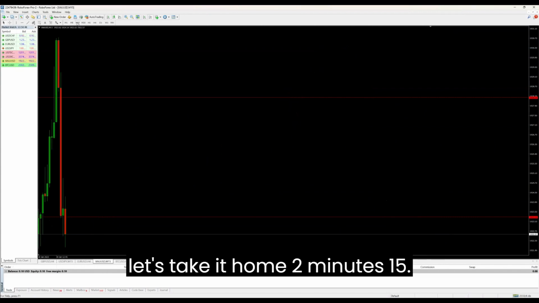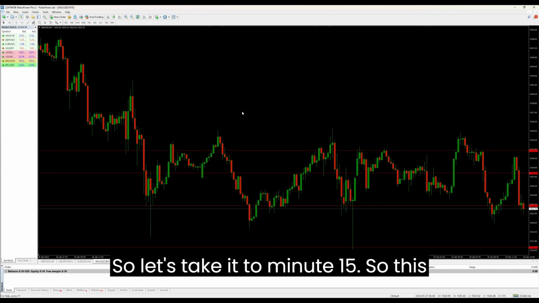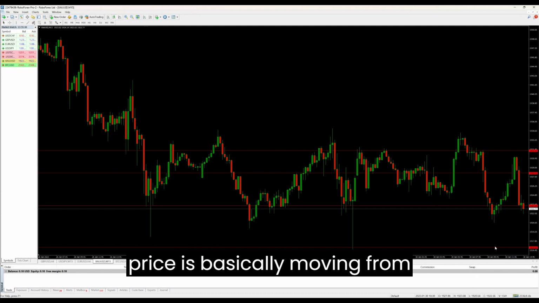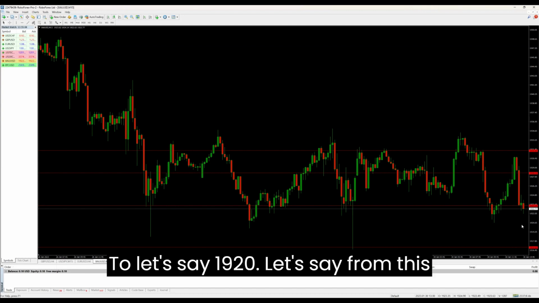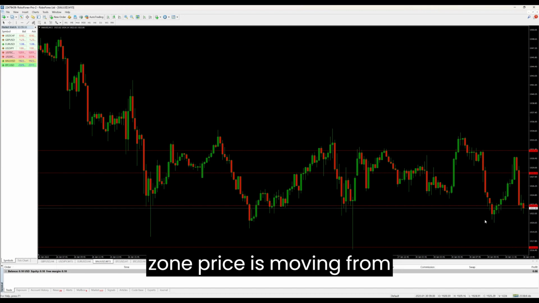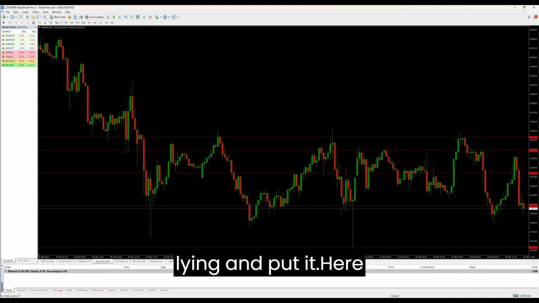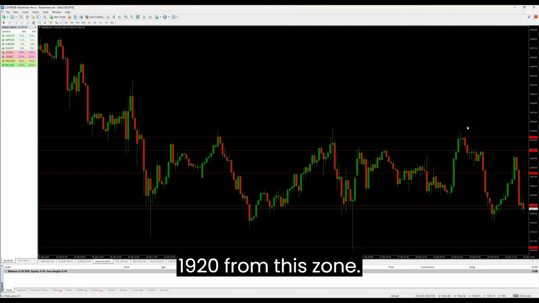So let's take it to minute 15. So this is what we're looking at basically. So price is basically moving from let's say 1920, and price is mostly getting to 1930, 1934 to 1935. So I'm going to get another horizontal line and put it here. So price is basically moving from 1920, from this zone, to 1934, 1935.